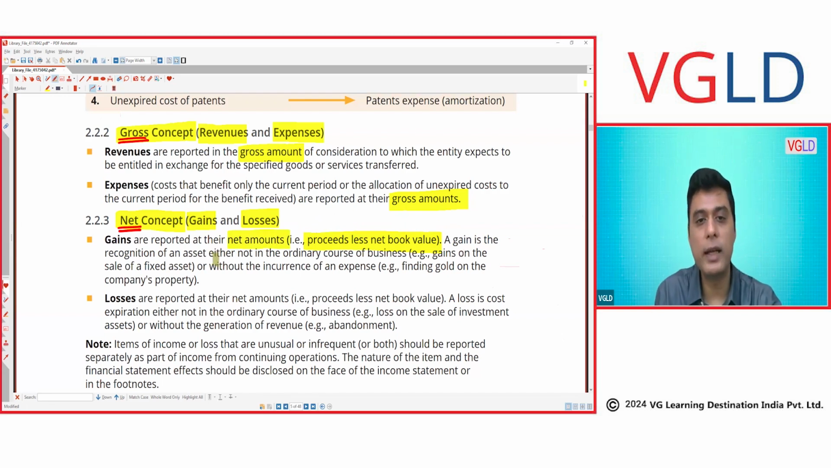A gain is recognition of an asset either not in the ordinary course of business, that is gain on the sale of a fixed asset, or without the incurrence of an expense like finding gold on the company's property. Both are gains. Losses are also reported at their net amounts, which is proceed less net book value. But if the proceed is less than the net book value, then it's a loss. If the proceed is more than the net book value, it's a gain. Loss is cost expiration, either not in the ordinary course of business, like loss on sale of investment assets, or without the generation of revenue, like abandonment.